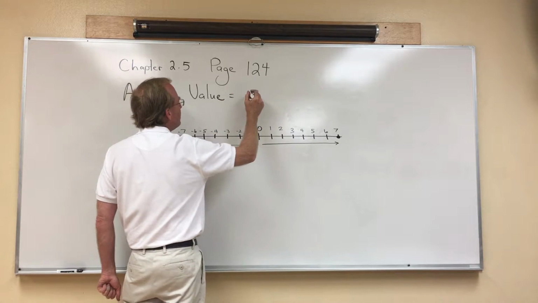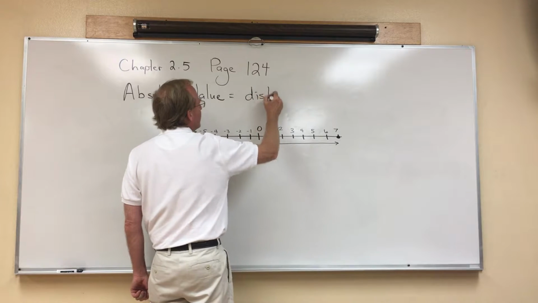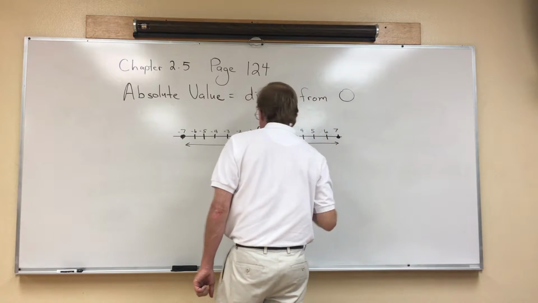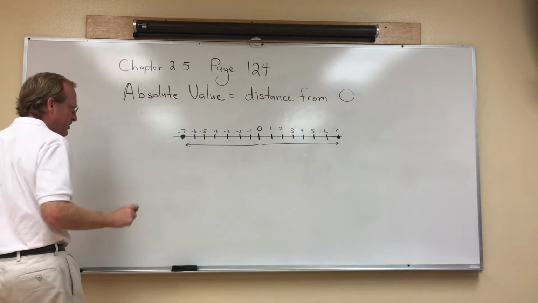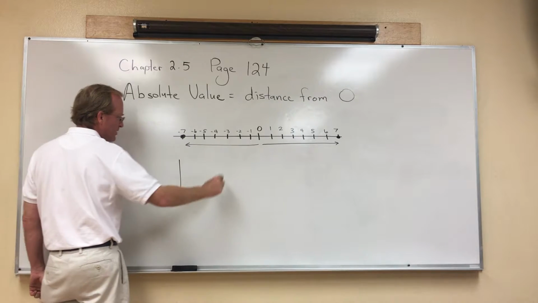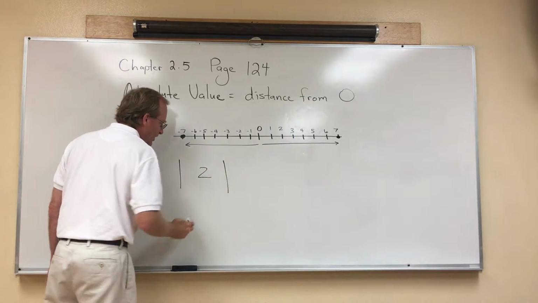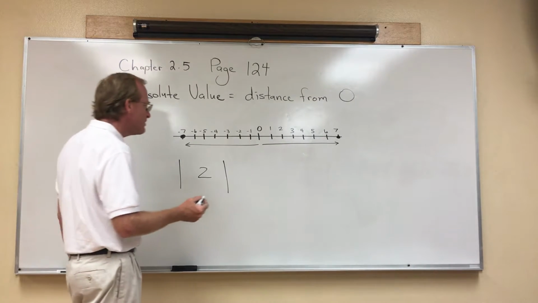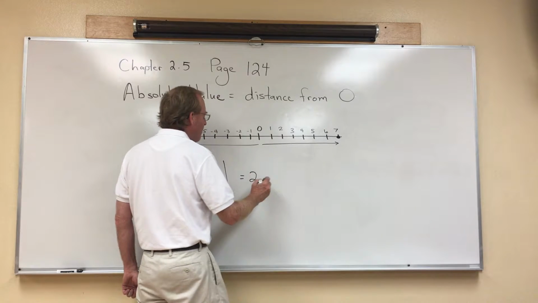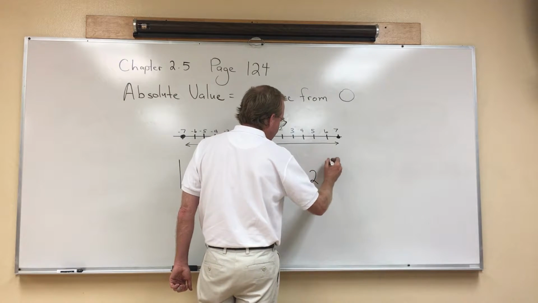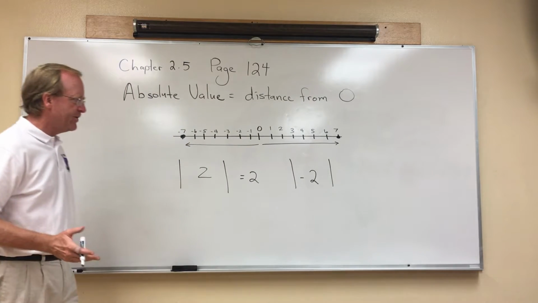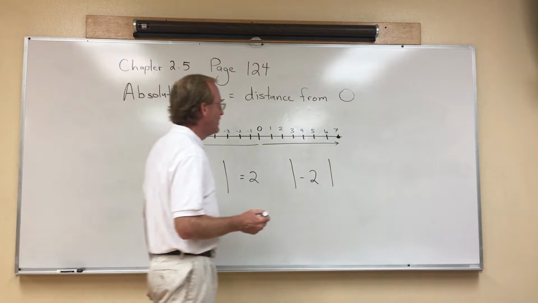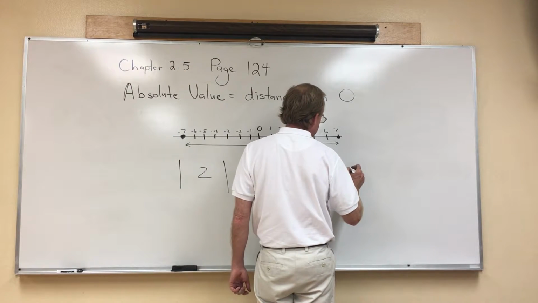So when you're thinking of absolute value, you are thinking of the distance from 0. Now, mathematically, as an expression, absolute value is shown by 2 bars with a number inside. So in this case, you read this as the absolute value of 2. And the absolute value of 2 is 2. Okay? Now, if you have the absolute value of negative 2, well, that's going to be the same answer because negative 2 is also 2 from 0. So the absolute value of negative 2 is 2.